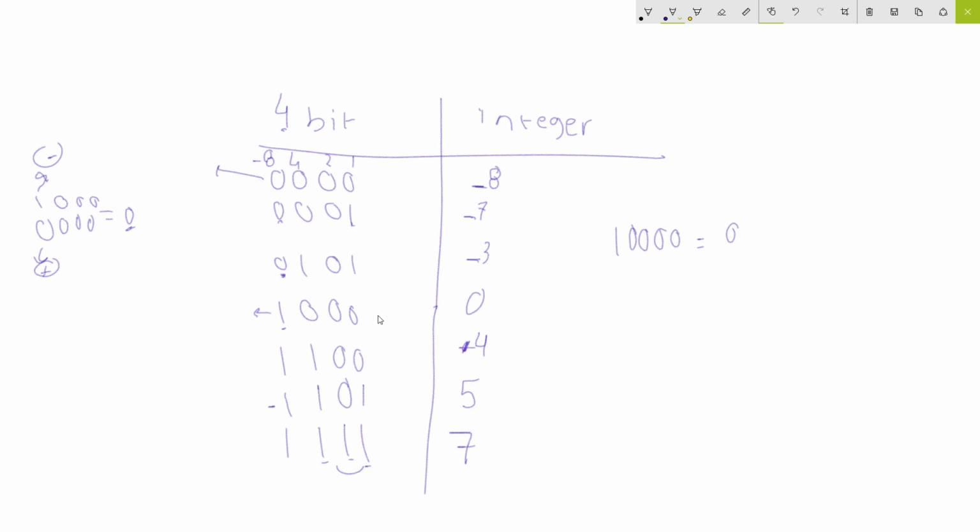So there is another representation, which is 2's complement, which I think is more important than excess notation. But this is one way to represent binary numbers as integer numbers.